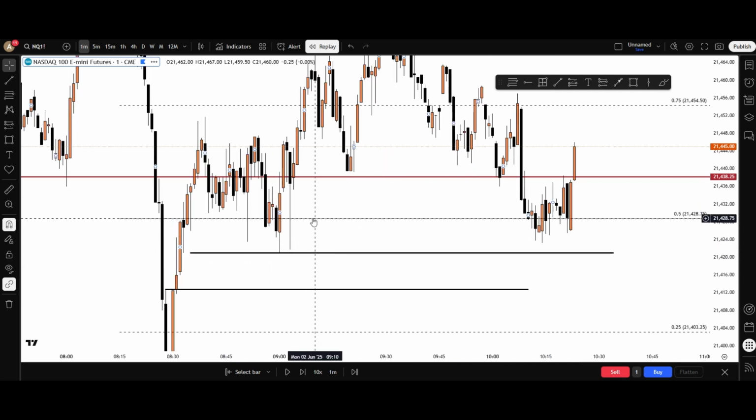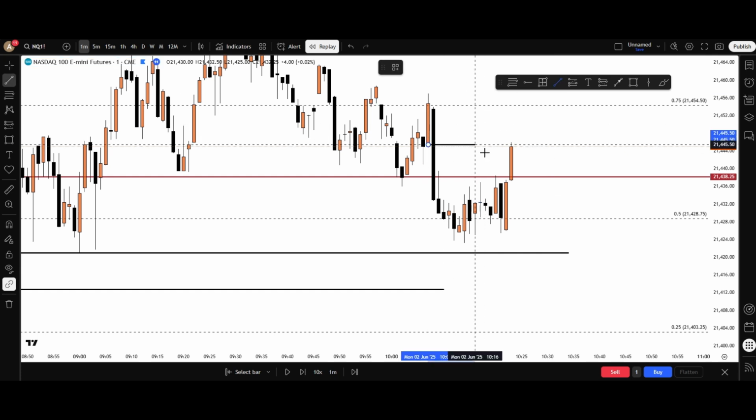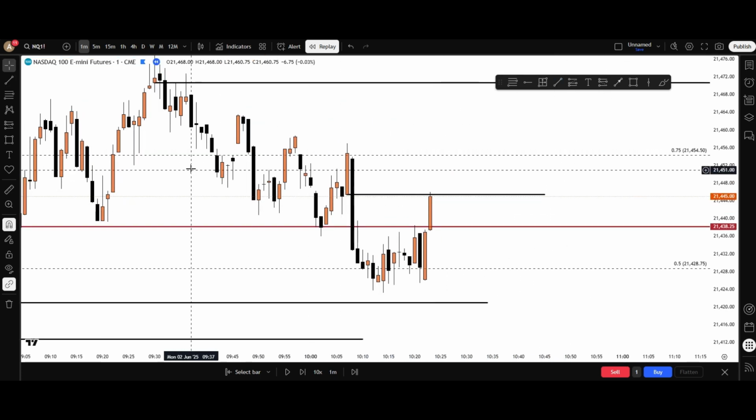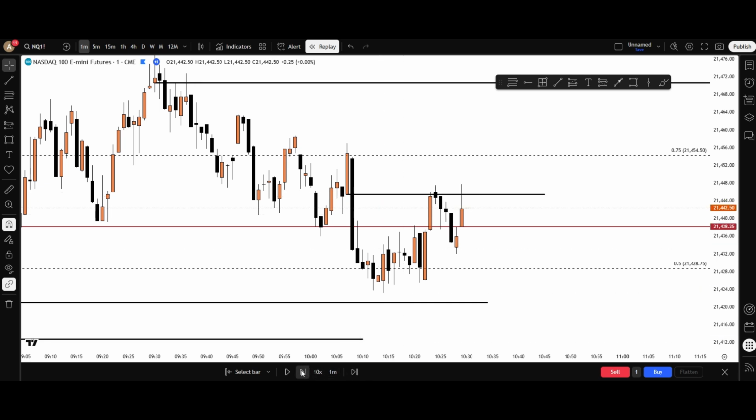Come down to the bottom of the range. First sign of this not continuing this movement down would be not holding this. Trying to create that push up. In my opinion, this does not look like it's holding.